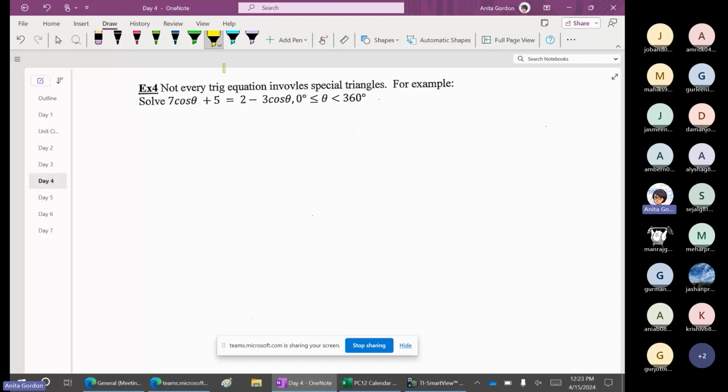So we have to be okay with the fact that not every trig equation is going to use our special triangles. When the special triangles don't work, we have to use our special brains and special calculators. But essentially the steps are the same.